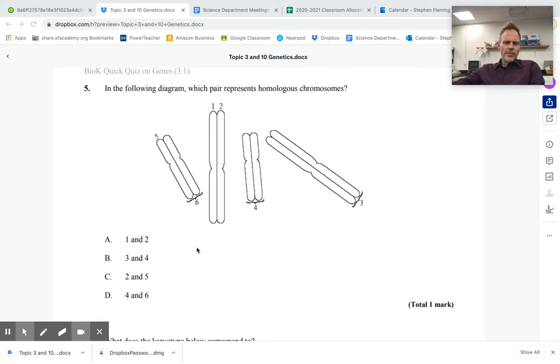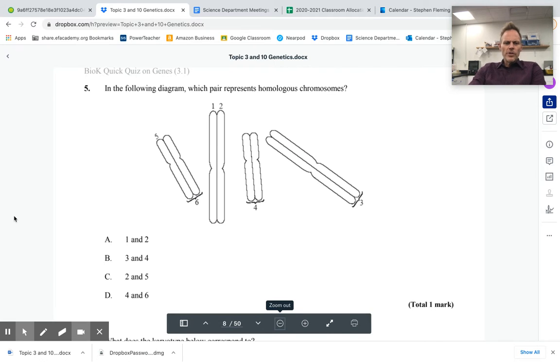Hello, everybody. Let's finish up 3.2. In this question, it says, which are homologous chromosomes? So a homologous chromosome is a chromosome from your mom and a chromosome from your dad. So if we can just review.